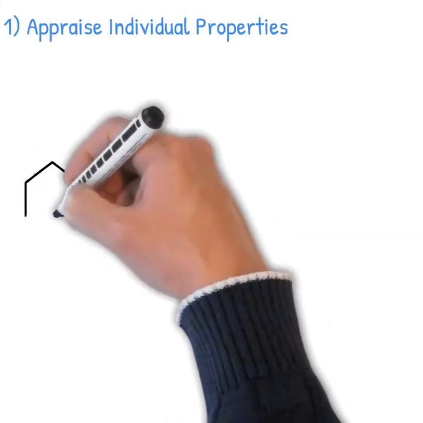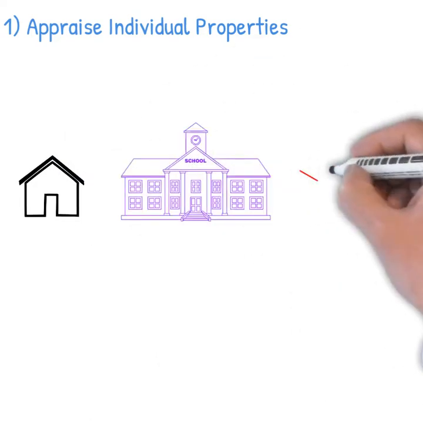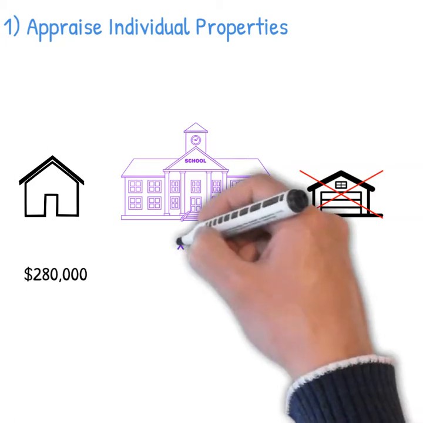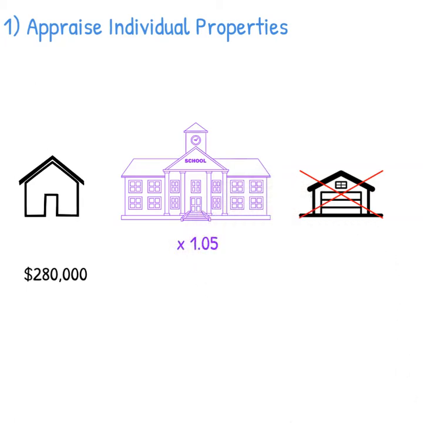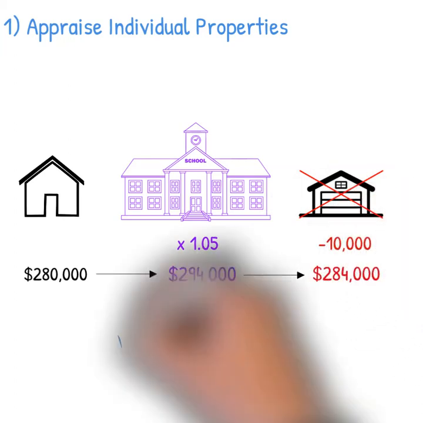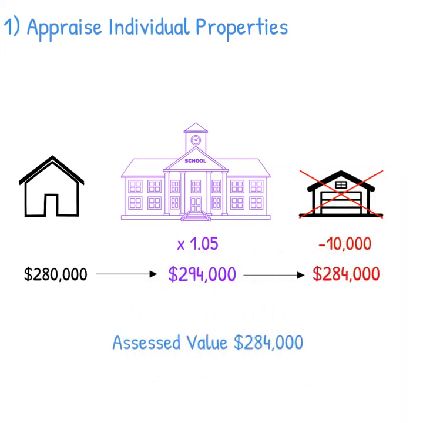A super simplified example: say you own a 1980s bungalow across from an elementary school with no garage. The assessment model might say that 1980s bungalows of your size typically get sold for $280,000. But houses across from schools typically sell for 5% more than similar houses elsewhere. Your value increases. But, unlike most other 1980s bungalows, your house has no garage, and older houses with no garages typically sell for $10,000 less than houses with garages, so your value decreases. This means your house is assessed at $284,000.